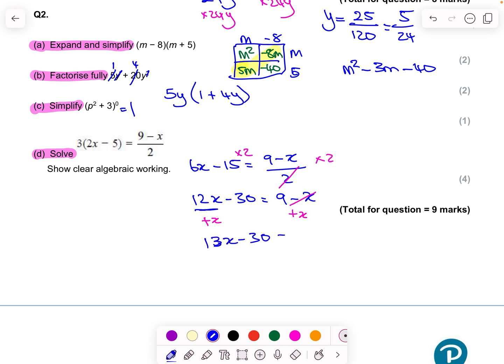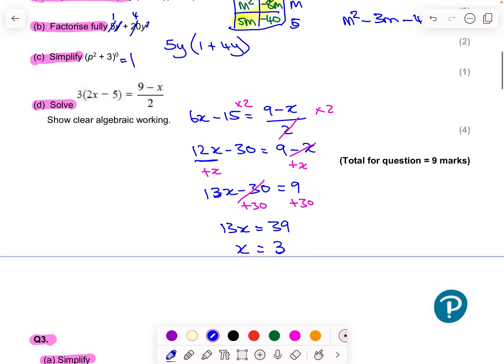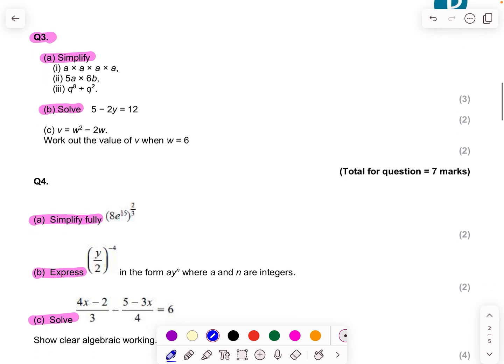minus 30 equals 9. Then add 30 to both sides to get rid of minus 30. And I get 13x equals 39. And then divide both sides by 13 to give me x equals 3. And that's it. And that's 4 marks, and so it's worth being able to start these questions.